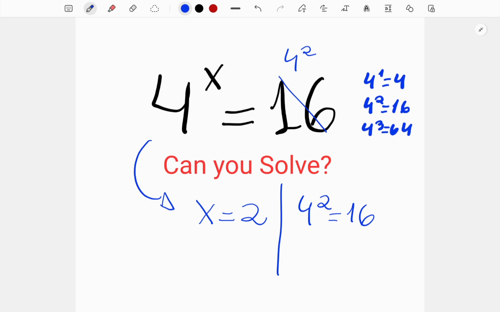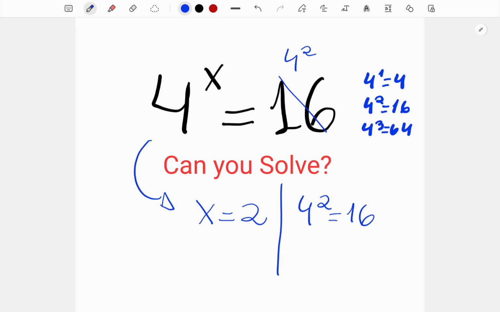Let's explore a bit more about the meaning of this solution. Finding x in the equation 4 to the power of x equals 16 means discovering the power to which we need to raise 4 to get 16. In this case, we raise 4 to the power of 2 to get 16. This shows how exponents work.